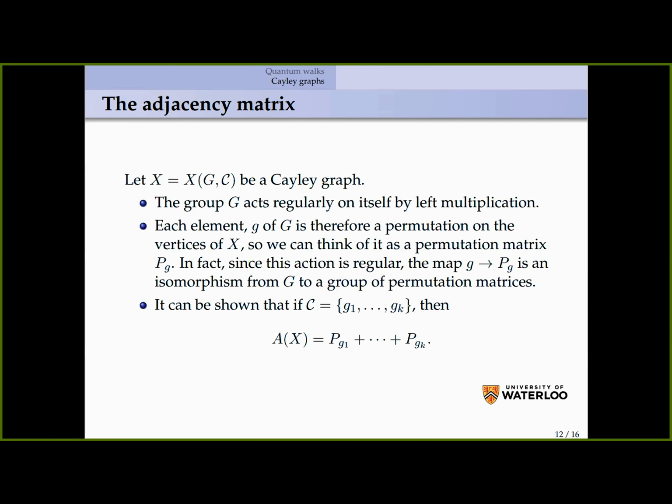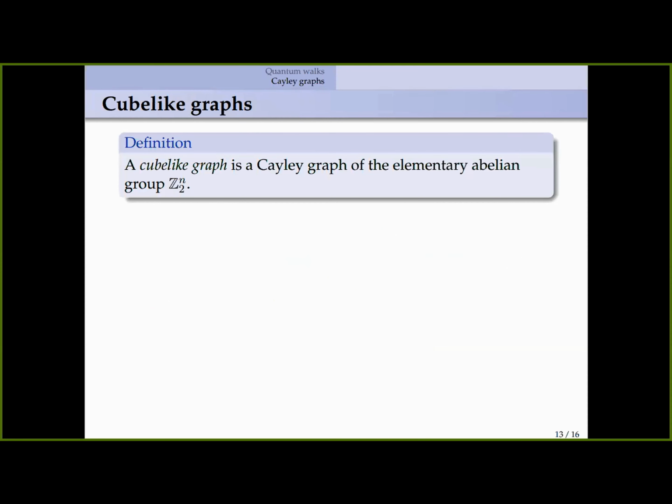This is quite significant. None of this is hard to prove, but it's quite useful, and so we're going to use this to prove a theorem about cube-like graphs. So a cube-like graph is a Cayley graph of an elementary abelian 2 group.